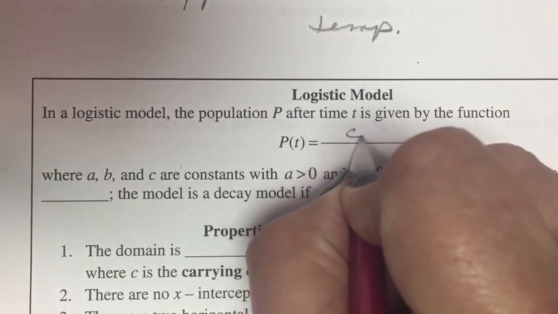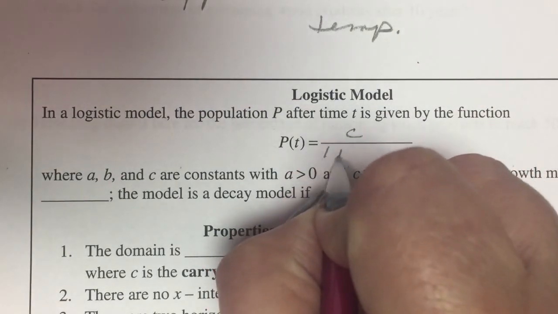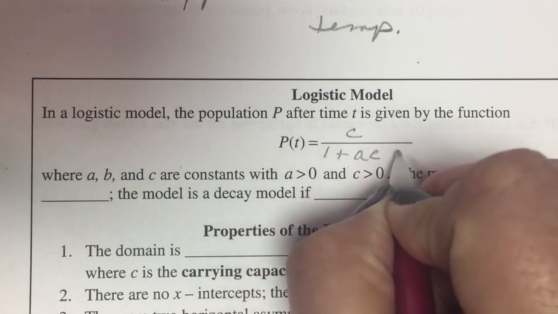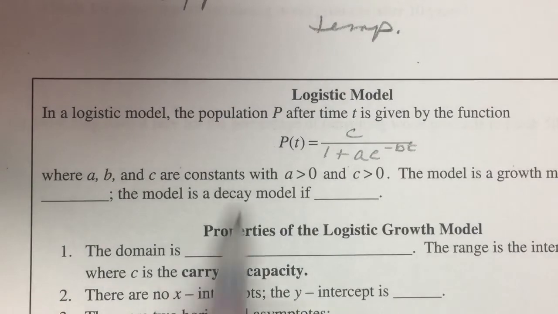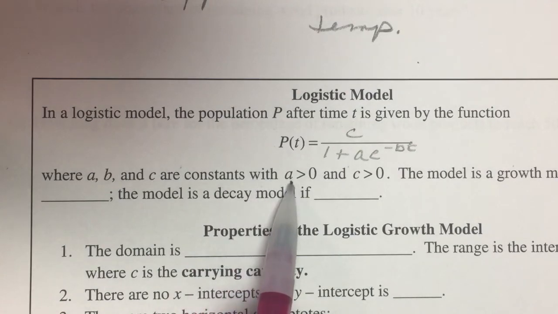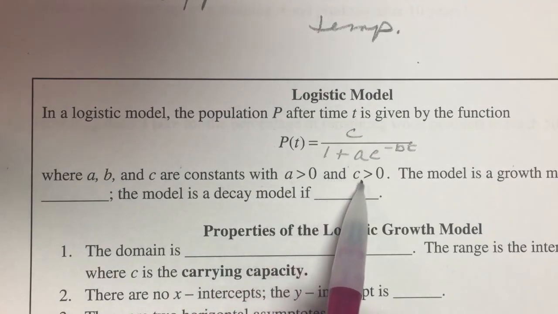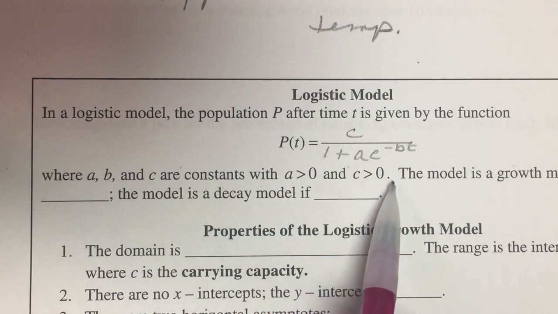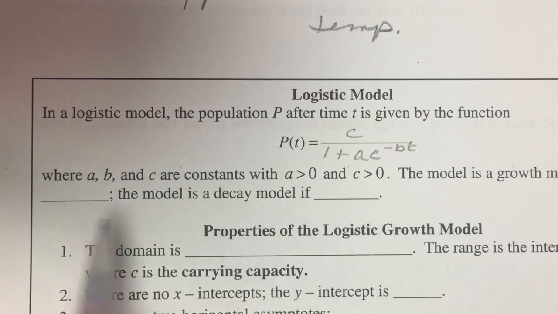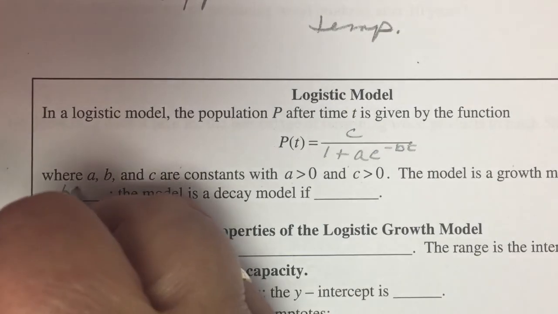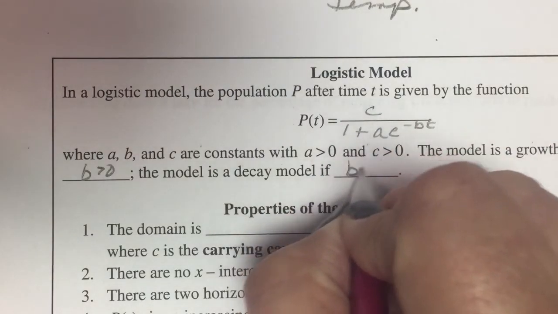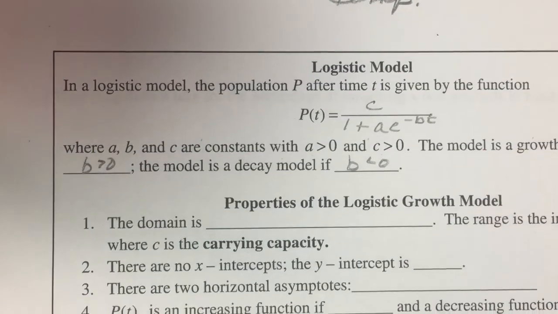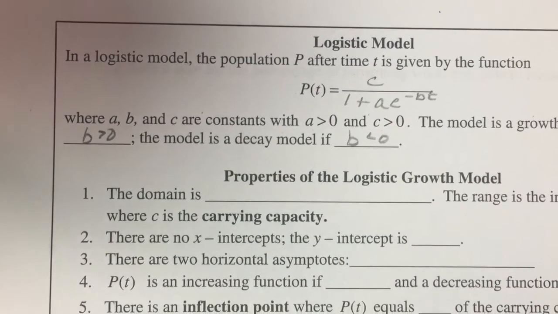So here we go. It's c over 1 plus a times e to the negative bt, where a, b, and c are constants. A is greater than 0. C is greater than 0. The model is a growth model if b is greater than 0. So if your b, that's your rate, is greater than 0, it's a growth. And of course, if b is less than 0, then it's going to be a decay model. I'm going to do an example when we turn the page.